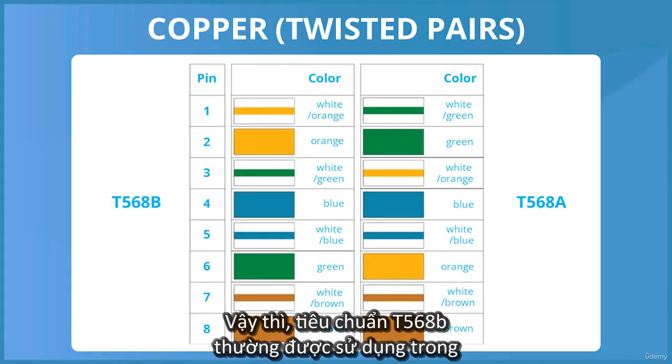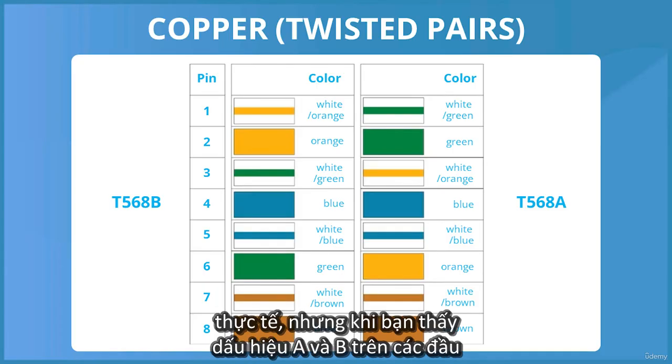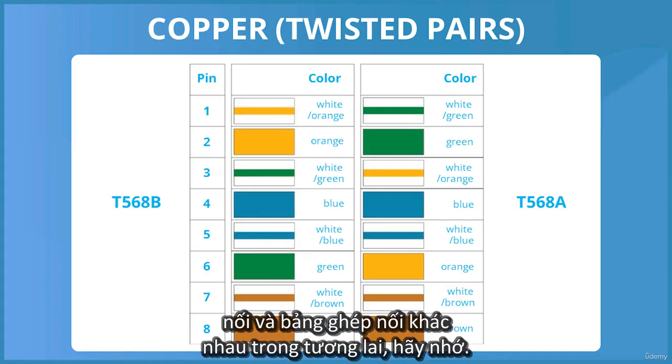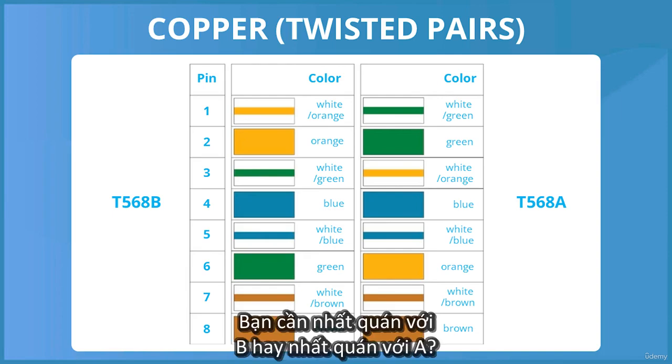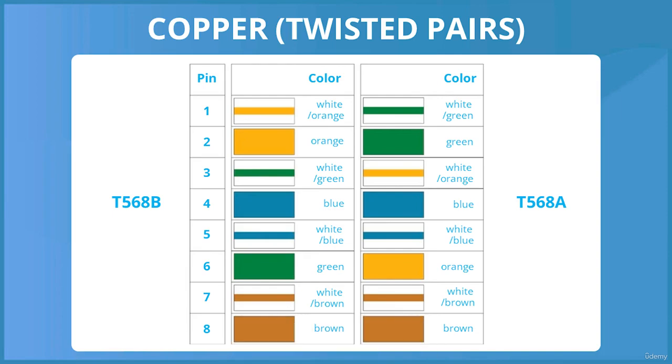So generally, the T568B standard is used in practice. But when you see signs of A and B on different connectors and patch panels in the future, remember, check it out. Do you need to be consistent with B or consistent with A?